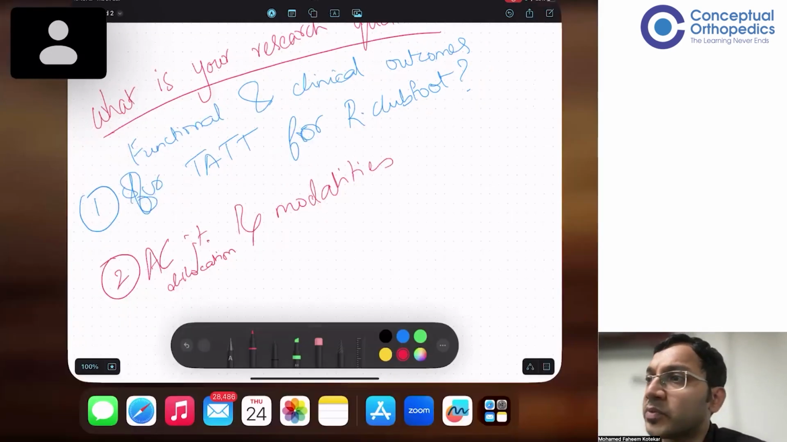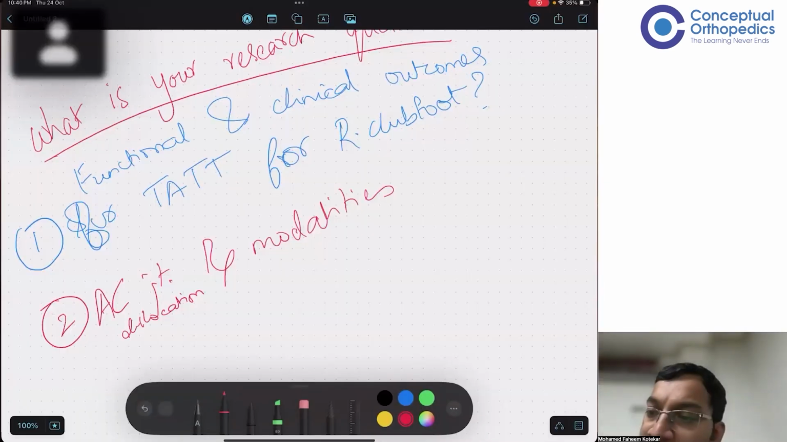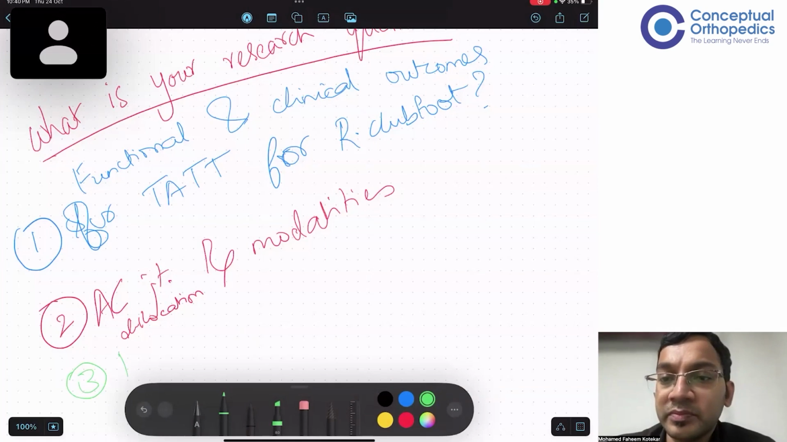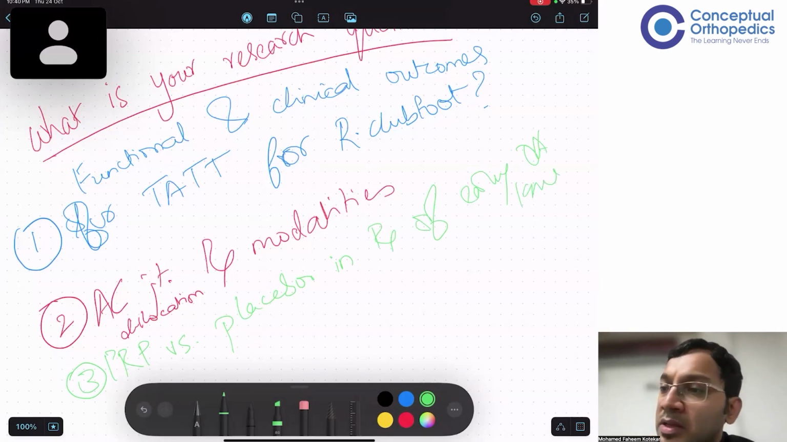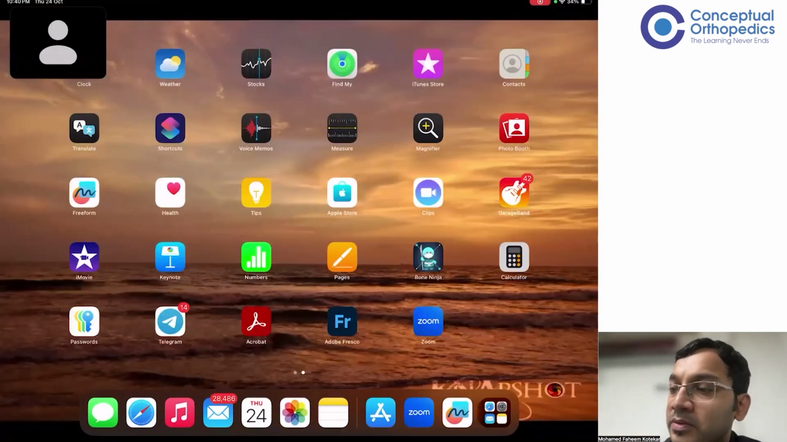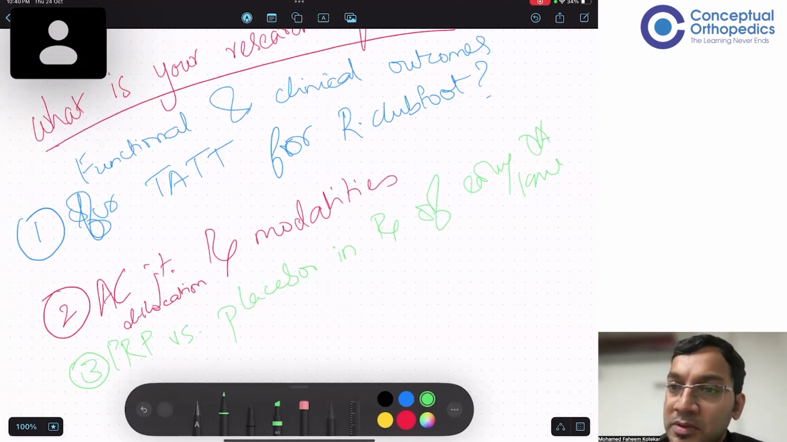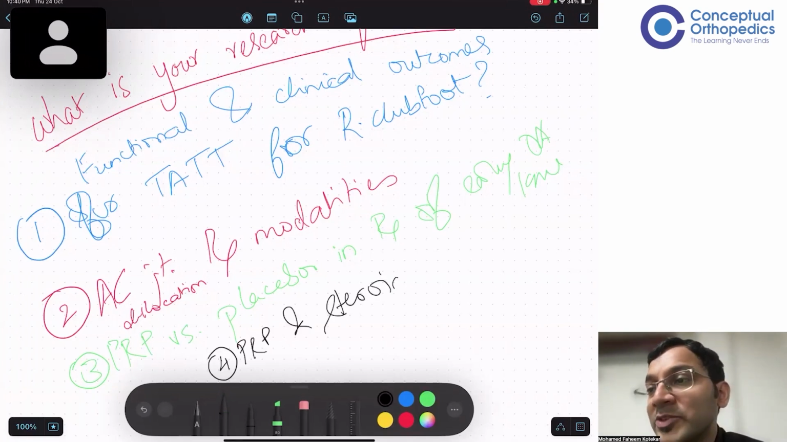Let's just make sure we don't have anybody else. PRP versus placebo in treatment of early ONE. And I think we have one more, that is PRP and steroids in plantar fasciitis. Okay, so number 4. Okay, this is enough. Please don't write anymore.